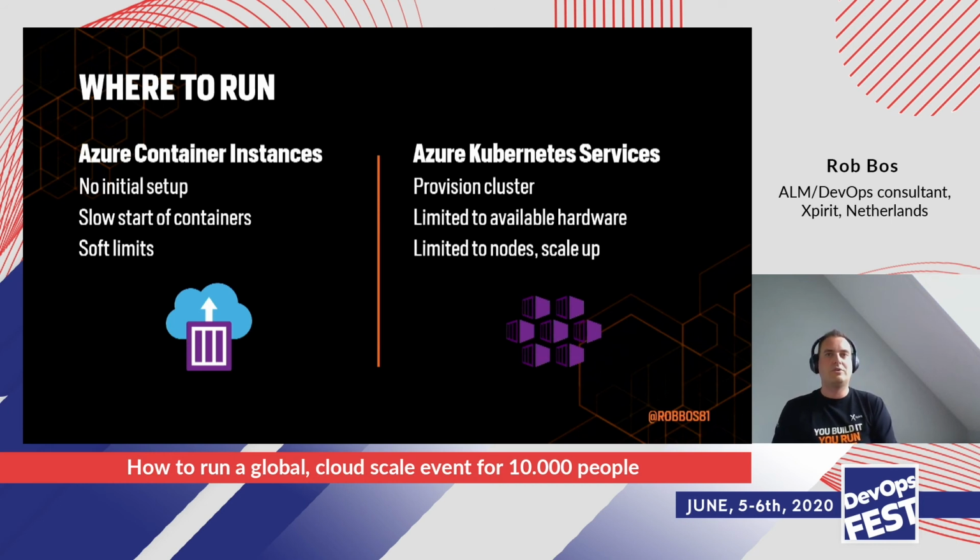And there are also soft limits on ACI. For example, in ACI, you can only start like 300 containers in 1 hour. And we were doing 300,000, or 30,000, sorry. So that wouldn't scale for us. So we went over to AKS.